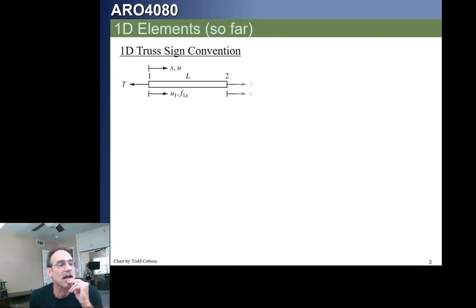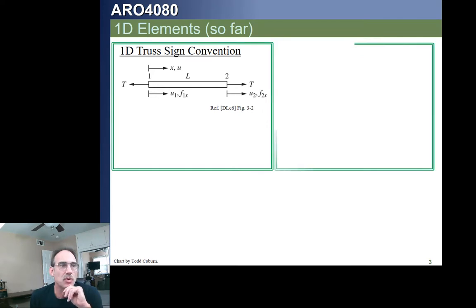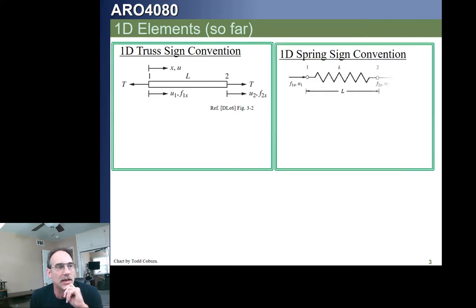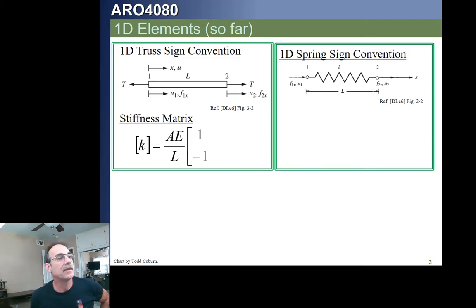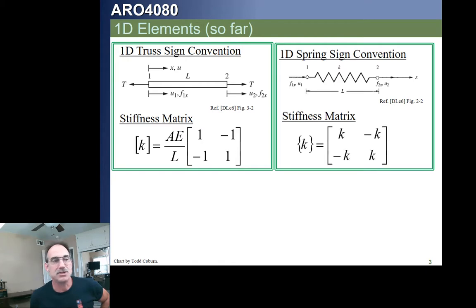First, to summarize our elements, we have one-dimensional truss and spring elements. This is the nomenclature for each of these elements. It's important that we understand this. In both of these cases, we have two nodes. We have positive x, which is defined from node 1 to node 2 of that element. For the springs, we have a spring constant of K. For the trusses, we have a spring constant of AE over L. That's our stiffness matrix for the truss and our stiffness matrix for the spring.